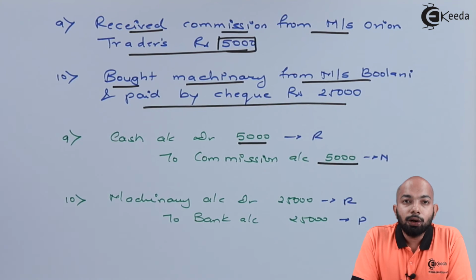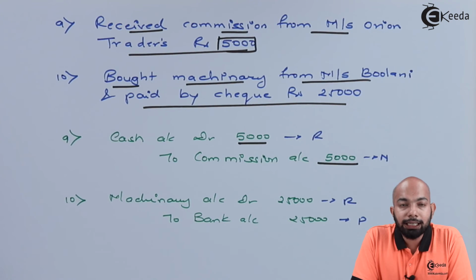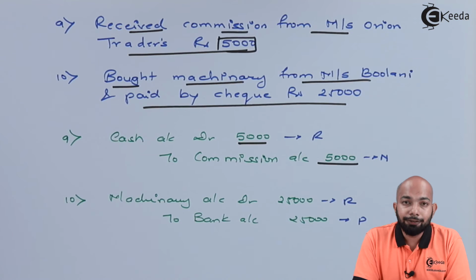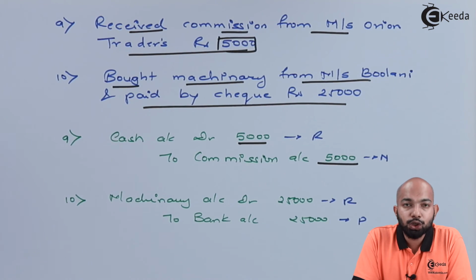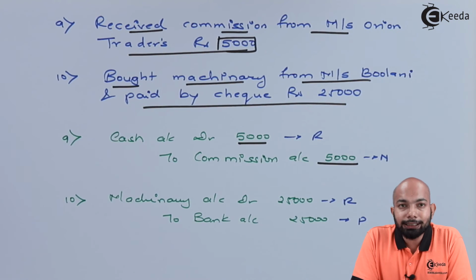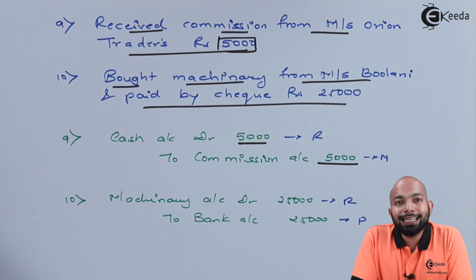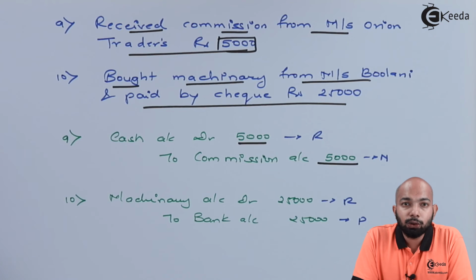Now, here we have purchased certain machinery for your reference, and it has been purchased from Messrs. Bulani and a check has been paid. As I've discussed, machinery is an asset, so machinery account will be debited. Check the entry that has been passed, and bank account will be credited because it is going out of your bank account. If something has been purchased, there is an expense that you have made: machinery account debit to bank account. This will be the entry that you'll be passing.